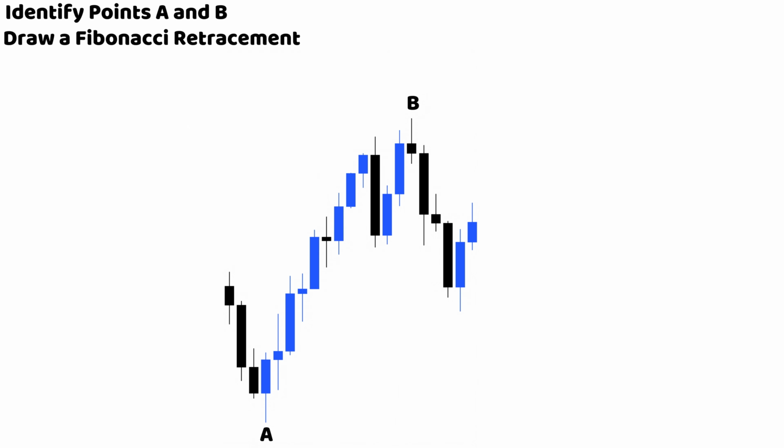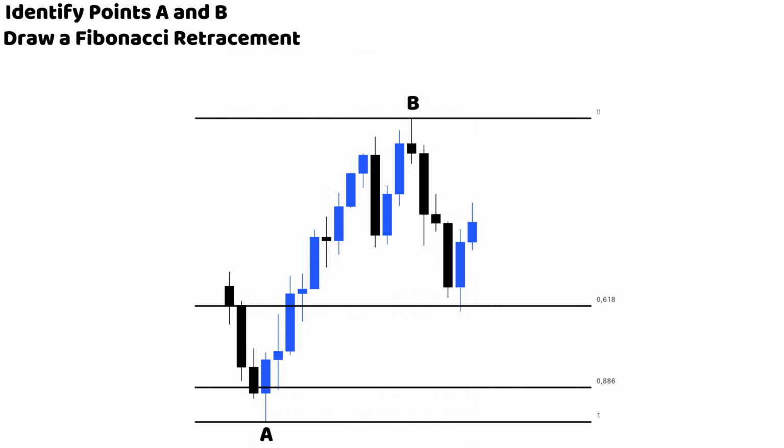Draw a Fibonacci retracement between points A and B, and closely observe the 0.618 to 0.886 levels. Validate point C. If the price pullback occurs within these levels, mark this area as the potential point C. If there's a deeper retracement or if point A is broken, the pattern becomes invalid.